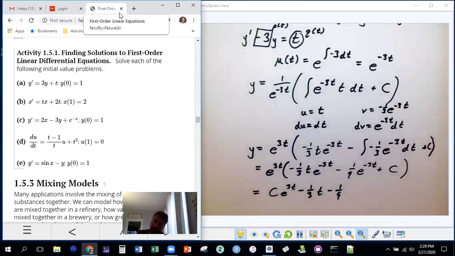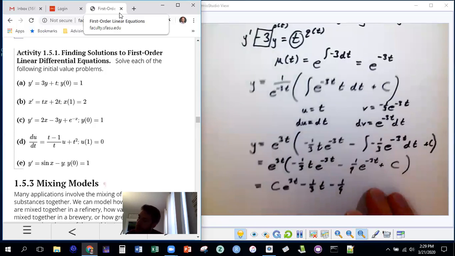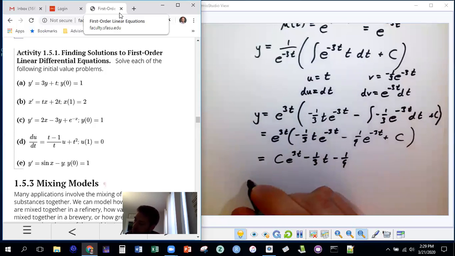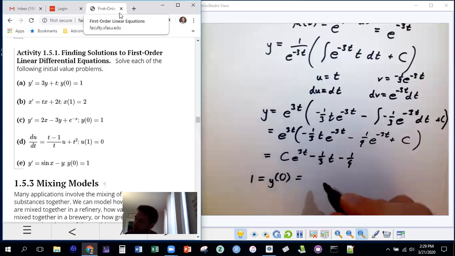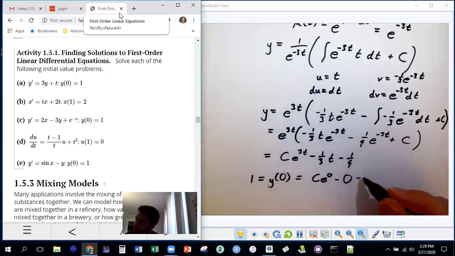Now I've got to deal with my initial condition. So 1 equals y of 0, and that's equal to c times e to the 0 minus 0 times that minus 1/9. So 1 equals that, so that makes c a number that when you subtract 1/9 you get 1, so c is 10/9.